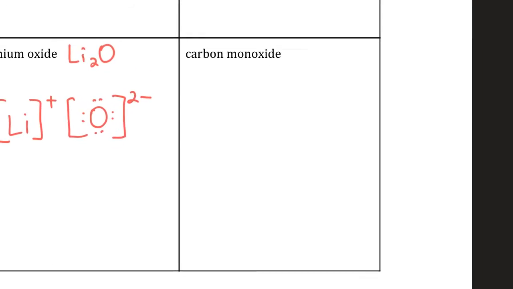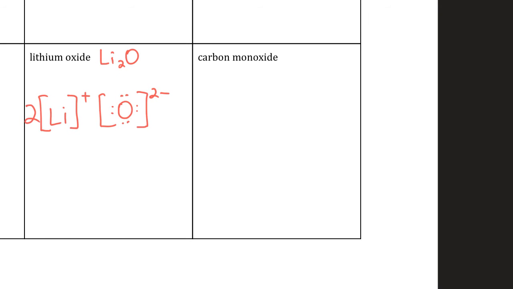Carbon monoxide, again, it's named with a mono, Greek prefix. So that means that we have a covalently bonded compound. Carbon monoxide, C and O. 1 oxygen, 1 carbon. So let's see how we can work this out so that we have the octet rule satisfied.